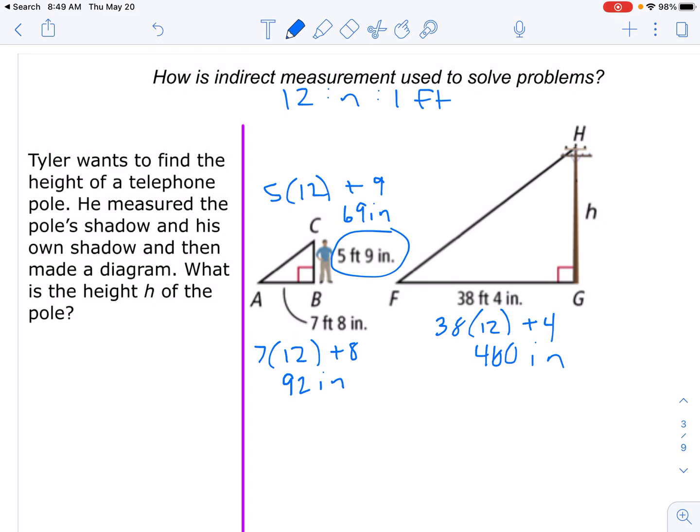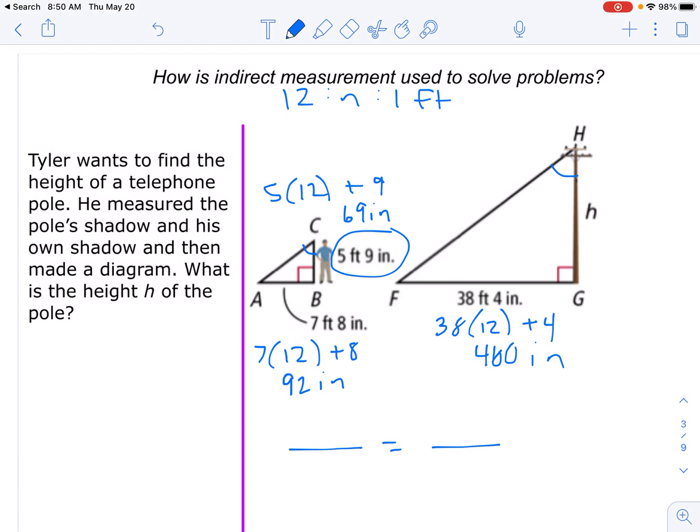Because the measurements are taken at the same time of the day, the angle made from the sun to the tip of the shadow is going to be the same. So these triangles are similar. They have congruent angles. So I'm going to set up 2 fractions that are equal. And remember, there are 4 correct ways to do this, so just make sure you're matching.